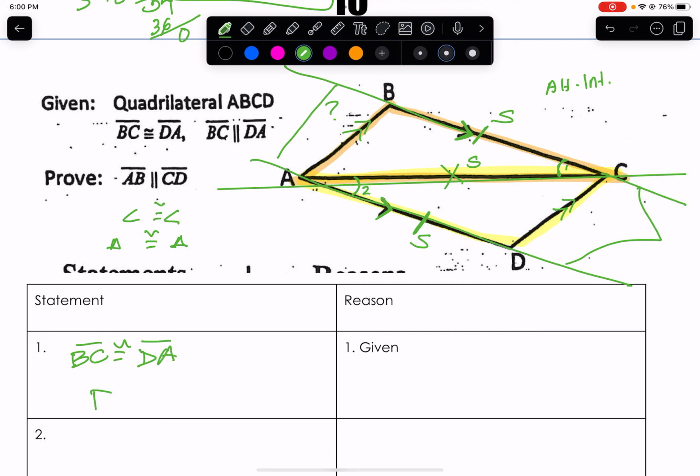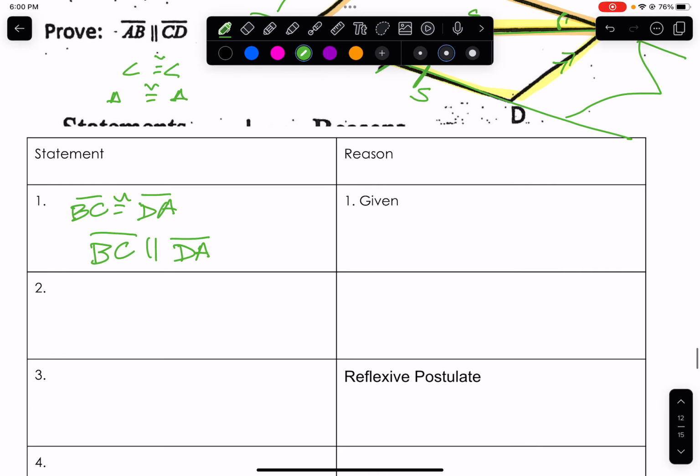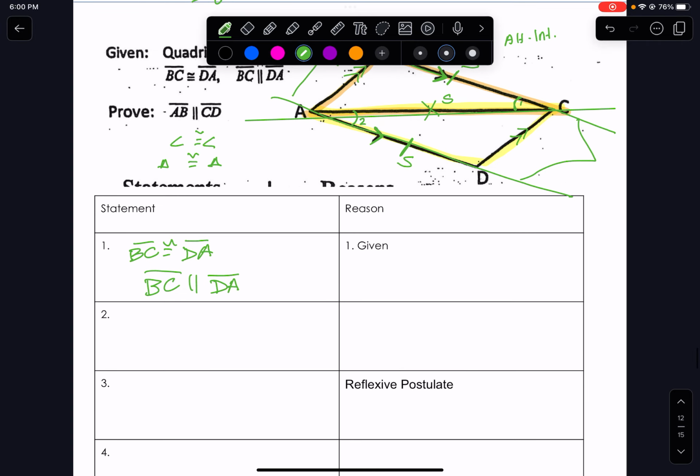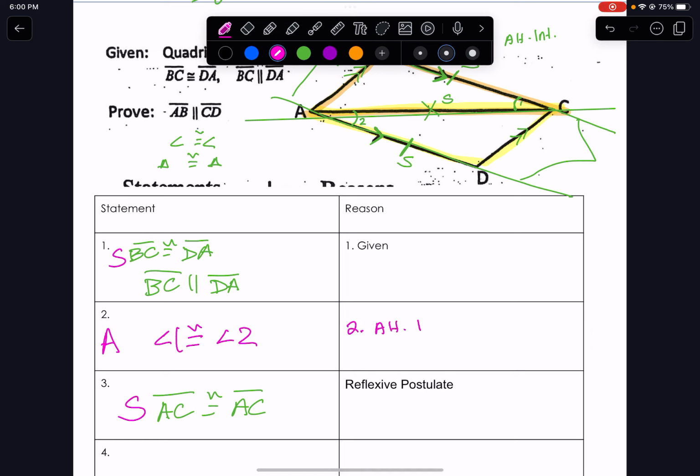So write down your given. Now, the reflexive postulate I put on number 3, so AC is congruent to AC, so I have one side here, one side here. I need to put the angle. The angles are angle 1 congruent to angle 2, and the reason we said is because alternate interior angles are congruent.